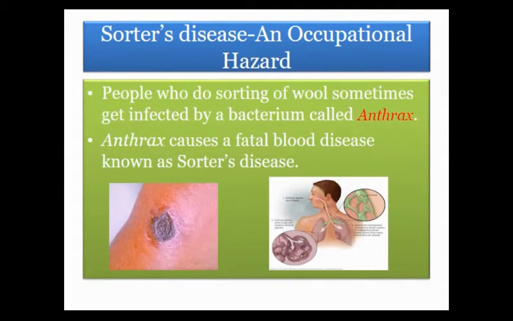The people who do sorting of wool sometimes get infected by a bacterium called anthrax. This in turn causes a fatal blood disease called sorter's disease. So such risks faced by the workers in any industry are called occupational hazards and one has to face them.